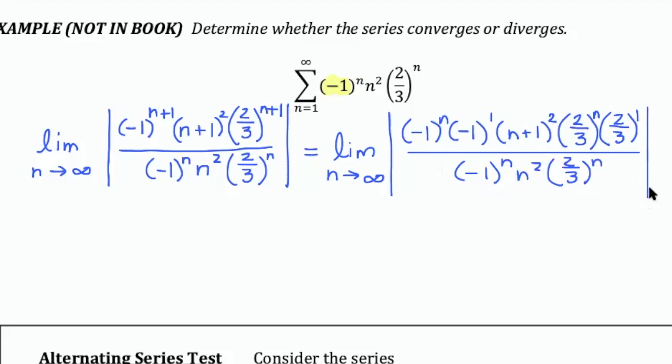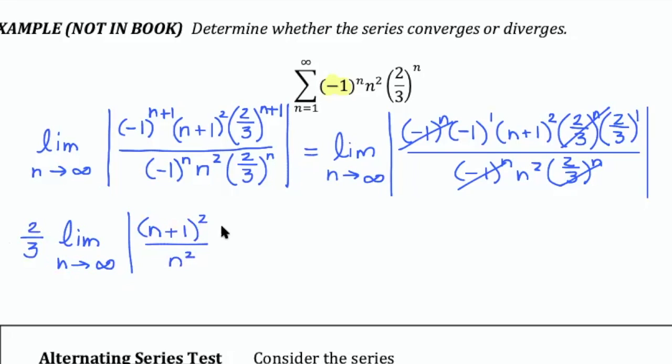I go ahead and cancel any common factors I have in the numerator and denominator. And I have in my numerator a factor of -1 times 2/3, which would be -2/3. But because it's inside of absolute value bars, it's going to become +2/3. And I can take that outside. So I have +2/3 times the limit. I am left with (n+1)² over n².